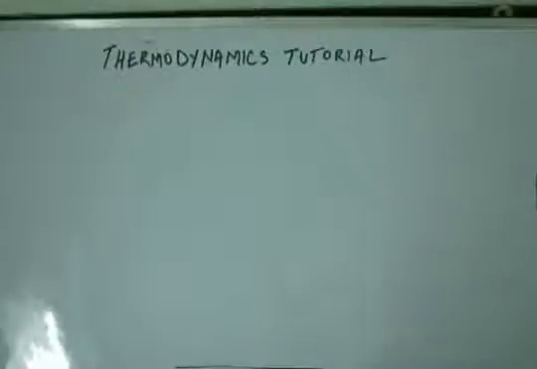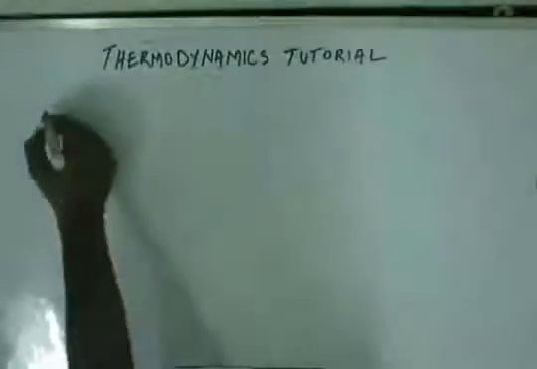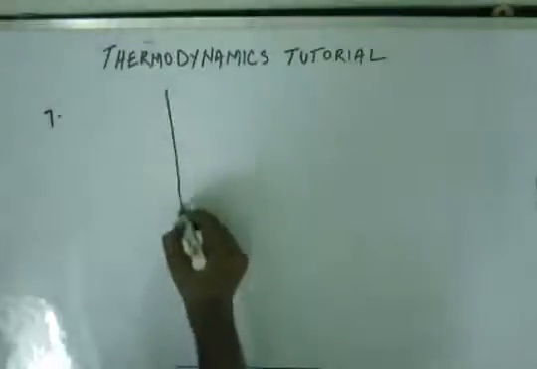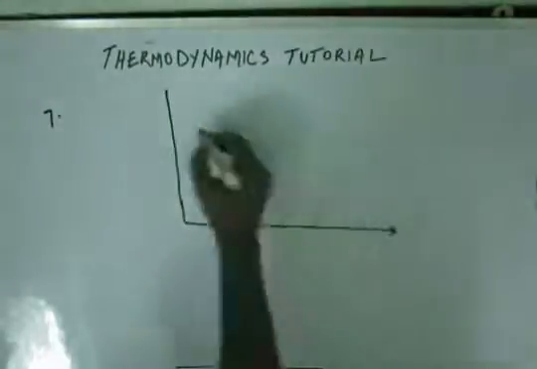So this will be question number 7, and question number 7 again is going to be an easy problem. In question number 7, again I'm going to give you a PV curve and you have to give me the work done in the process. This will be easy.